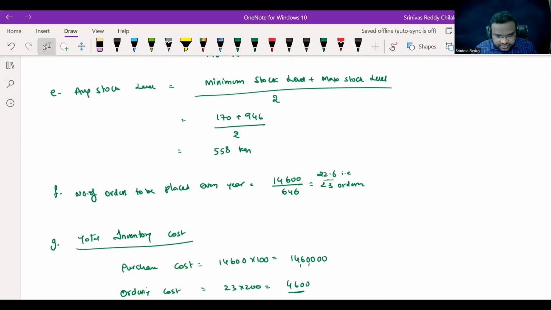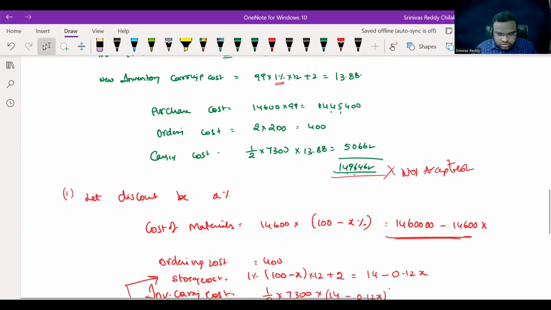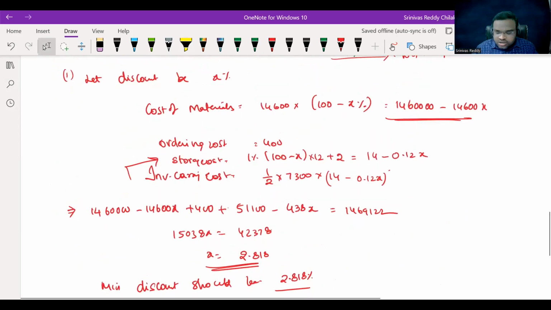Pause it and write down. So 1% not available. So how much are we assuming to be X percentage? Based on that, we have worked out.